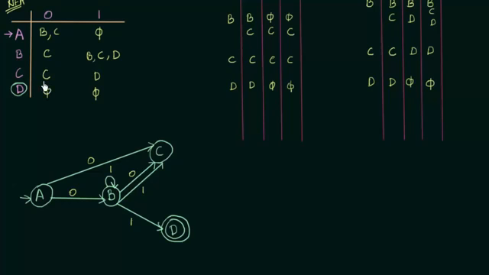Alright, now let's come to state C. C on input 0 goes to C itself, and C on input 1 goes to D. And D on input 0 and 1 doesn't go anywhere. So this is the complete NFA. So here we have successfully designed the NFA for the epsilon NFA that was given. I hope this was clear to you. Thank you for watching, and see you in the next one.